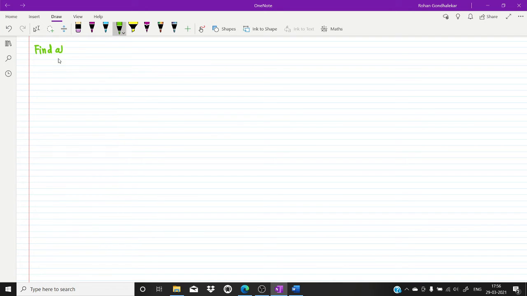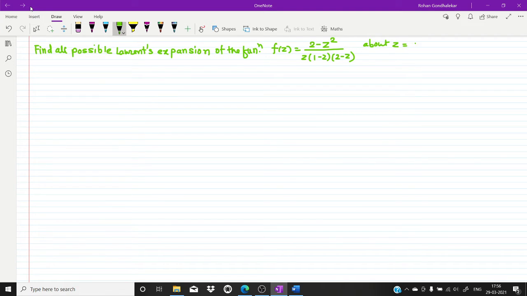Find all possible Laurent expansions of the function f of z is equal to (2 minus z square) divided by z into bracket 1 minus z into another bracket 2 minus z, about z is equal to 0.